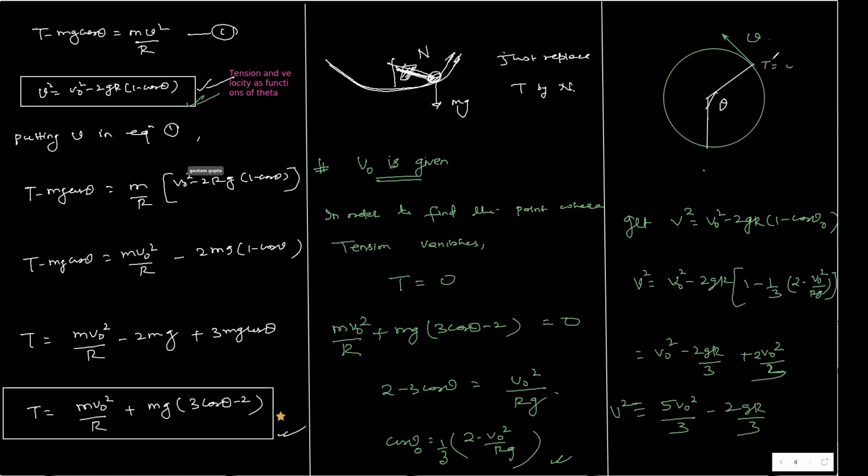So if your V naught is given, you can find out the velocity where tension is becoming 0. Now after that, what will happen? The point where tension is becoming 0, you know this theta, which is your theta naught. The velocity also you know. So after that, the particle is free from the string. Particle is free means it is now a projectile motion, because the particle will cover the remaining part of the journey as if it is moving under gravity.